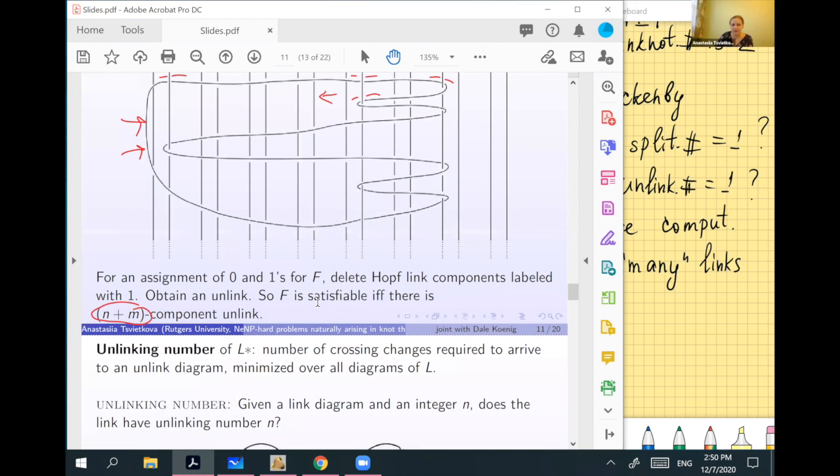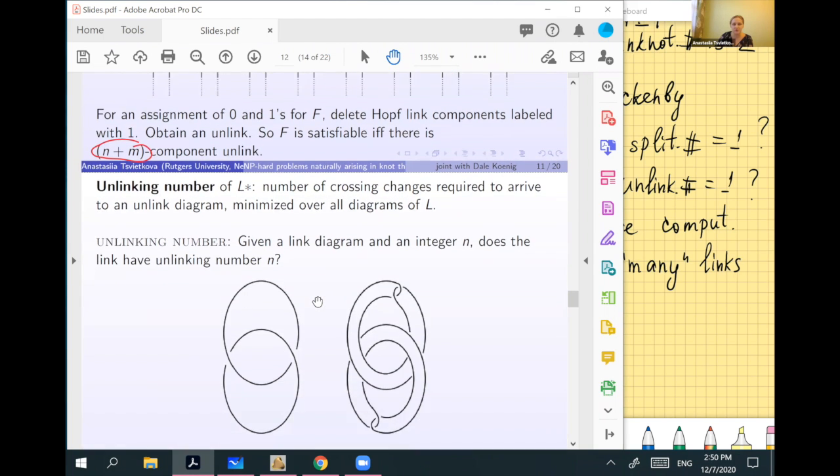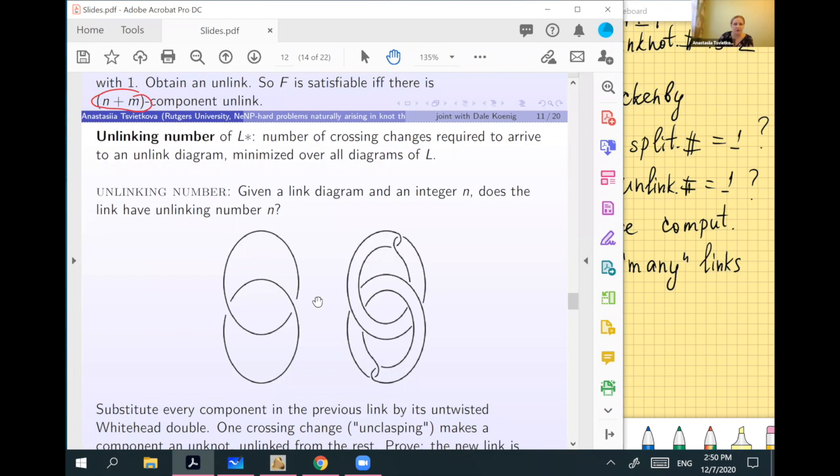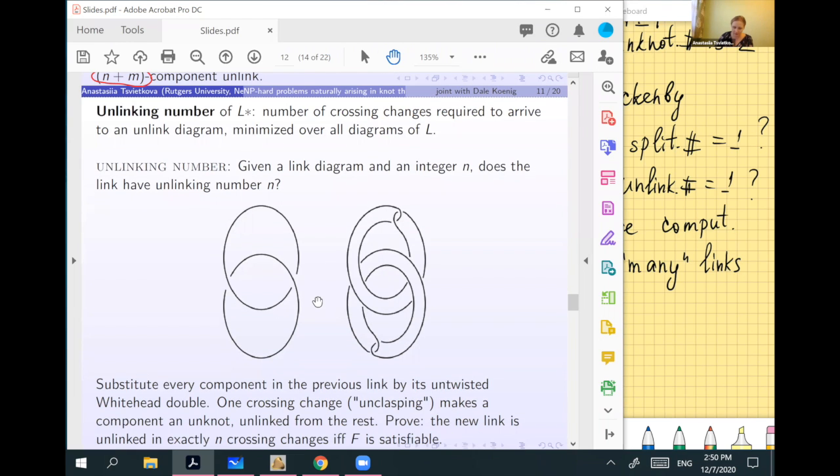And now I'd like to build up on that to show the unlinking number is hard. So again, we take the number of crossing changes that makes a link an unlink, but we have to minimize it over all diagrams. The problem sounds as follows: given a link diagram and given an integer n, does the link have unlinking number n?